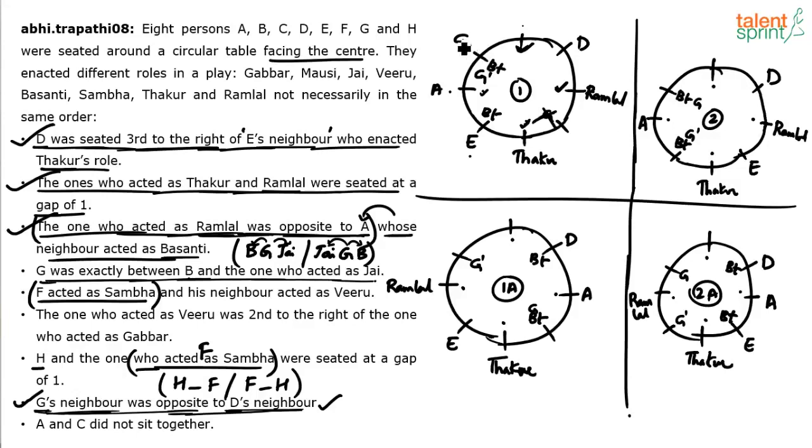If G cannot come here, then definitely G has to come here. Yes or no? One of the neighbors of G should be J. Here we have Ramlal and Thakur, so G cannot come here. So G has to come here. And if G comes here, I also know that one of the neighbors of G was B.